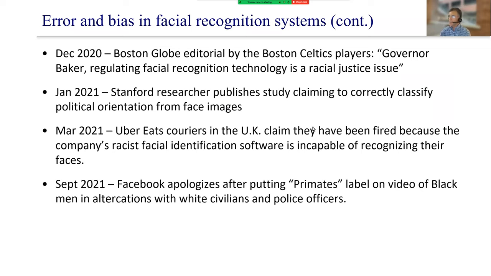Other studies have claimed to correctly classify things like political orientation from face images, Uber drivers have claimed that the company is racist against them based on facial recognition software, and recently Facebook had to apologize after another bad labeling problem with their images. So a bunch of things. And along with these specific incidents over the recent years, a number of data sets and face recognition systems have been decommissioned because of these serious concerns that have been raised.